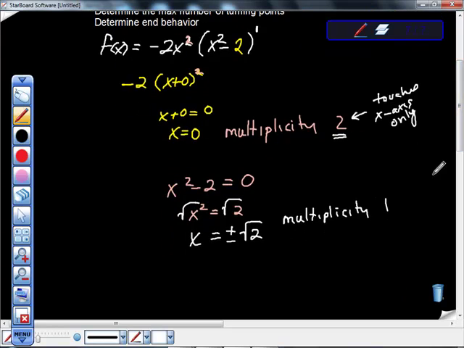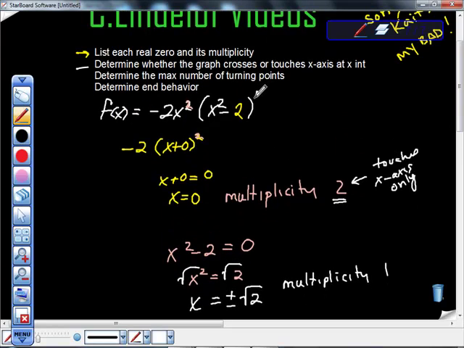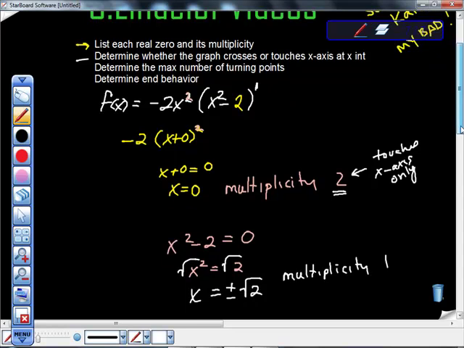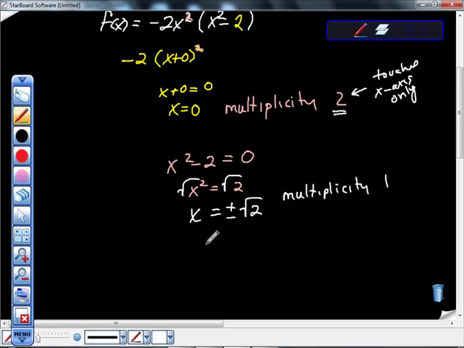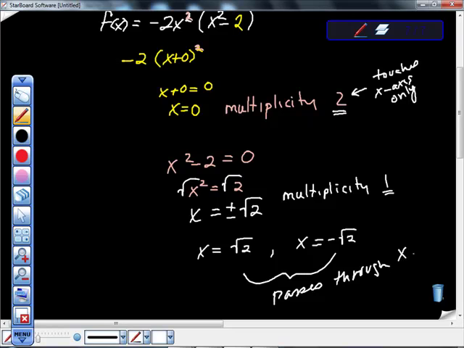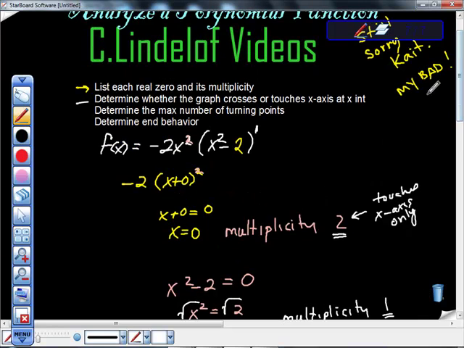We look at the next one, though. This one has a multiplicity of 1. And if its multiplicity is an odd number, we know it passes through at that real zero. And the real zero is plus or minus square root 2. So we have x is equal to square root 2, x is equal to the opposite of square root 2. Multiplicity of 1, it passes through. So it passes through the x-axis, that is to say, all the way through. It doesn't just touch it, it goes through to the other side. It goes from positive to negative or negative to positive. Right? That gets us there.